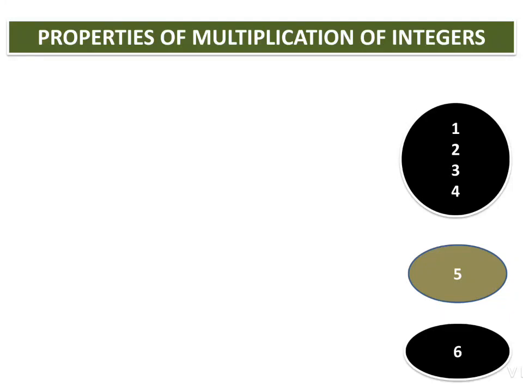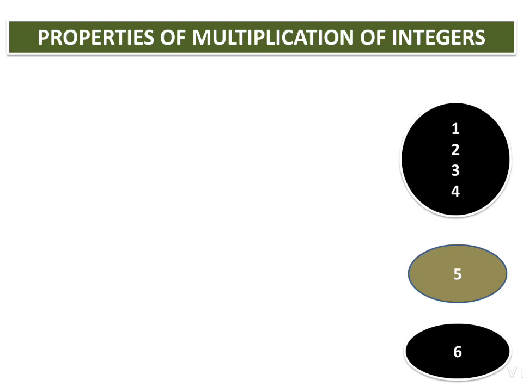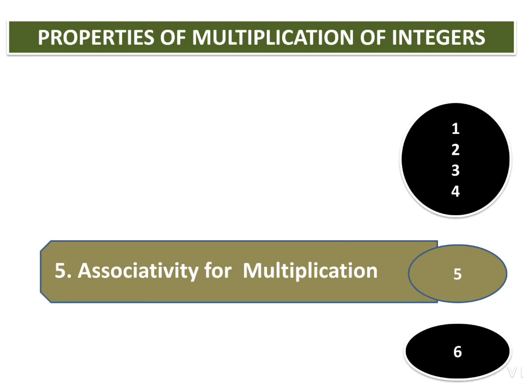Good afternoon, everyone. Today we discuss the properties of multiplication of integers. In the last class, we studied four properties: closure property, commutative property, multiplication by zero, and multiplicative identity. Today we discuss the fifth property, that is associativity for multiplication.